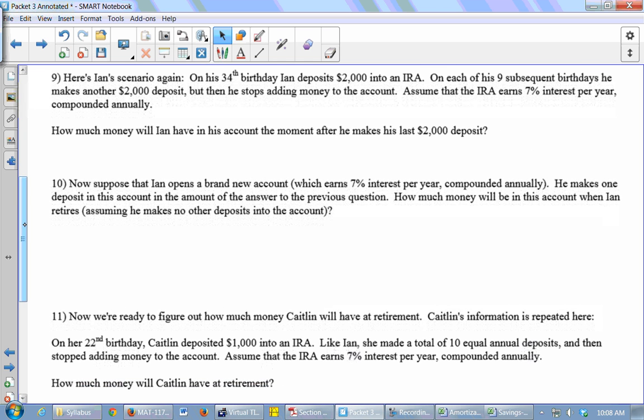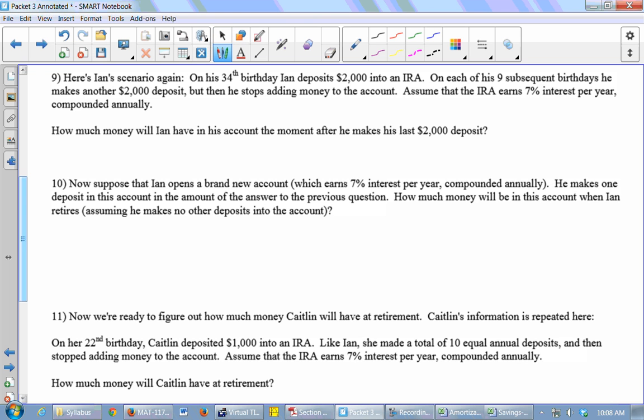All right, so here's Ian's scenario one more time. On his 31st birthday, he puts $2,000 into an IRA. On each of his 9 subsequent birthdays, he makes another $2,000 deposit, but then he stops adding money to the account. We're going to assume that the IRA earns 7% interest per year, compounded annually. How much money will there be in the account the moment after he makes the last $2,000 deposit?